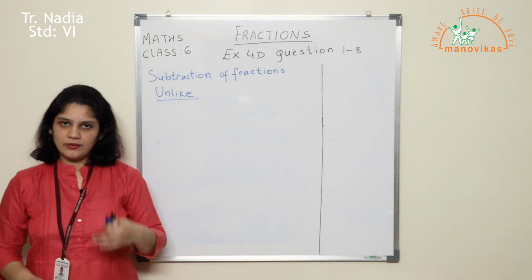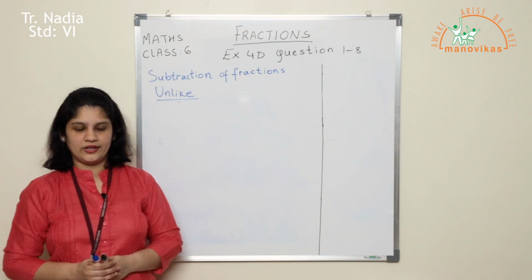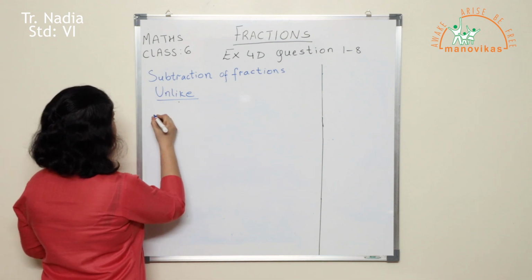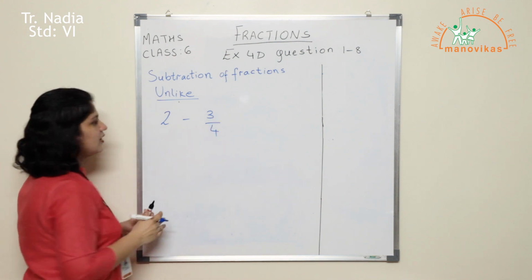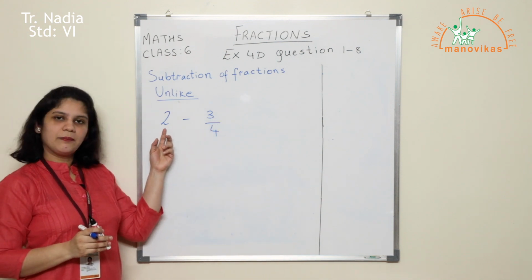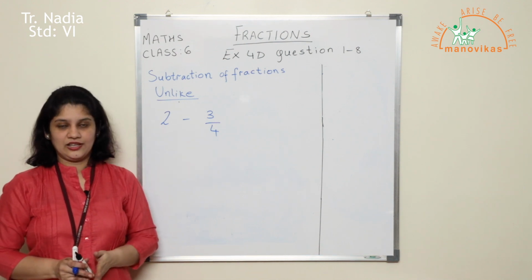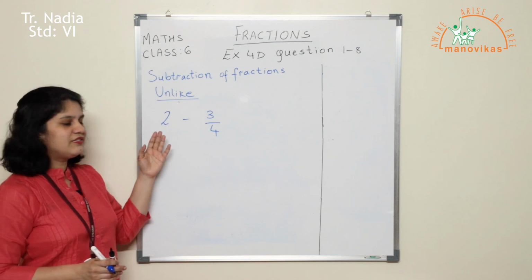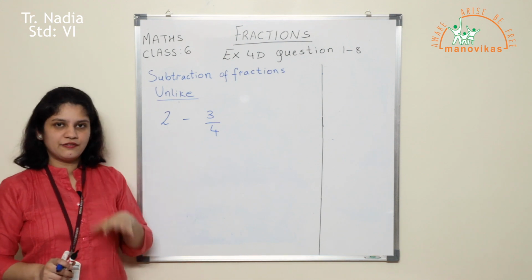Now children, there is one more kind of sum which you will come across when you are solving exercise 4D. That is something like this. Now look here. One of the numbers is just a whole number and the other one is a fraction. Now what will you do in such situations? So when you have something like this, you have to make this number into a fraction.